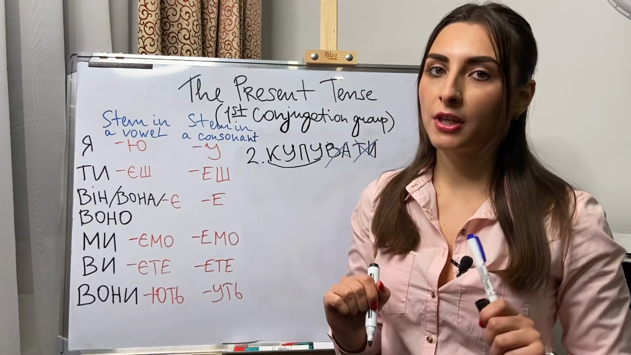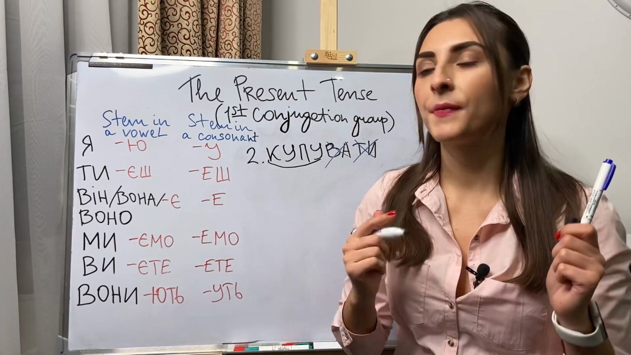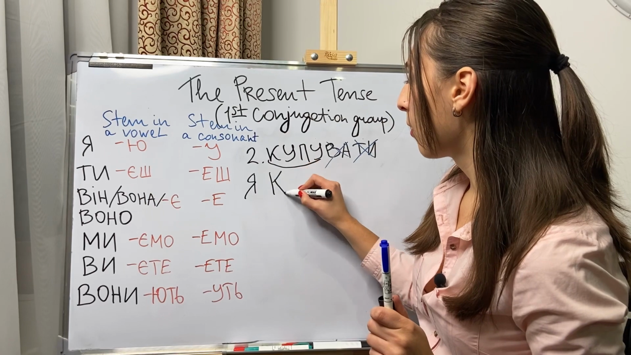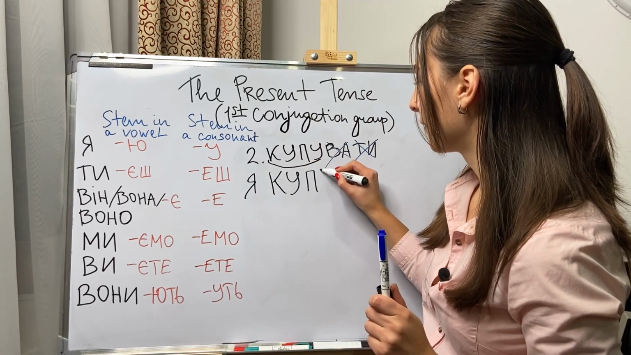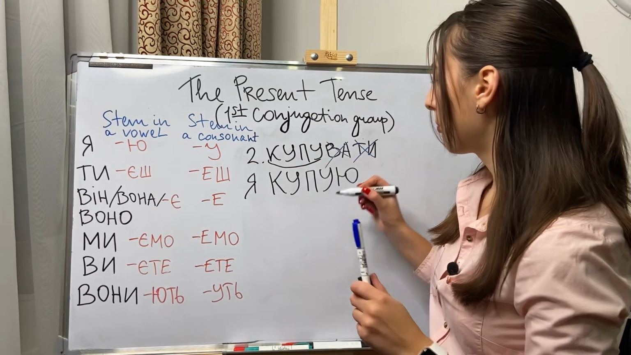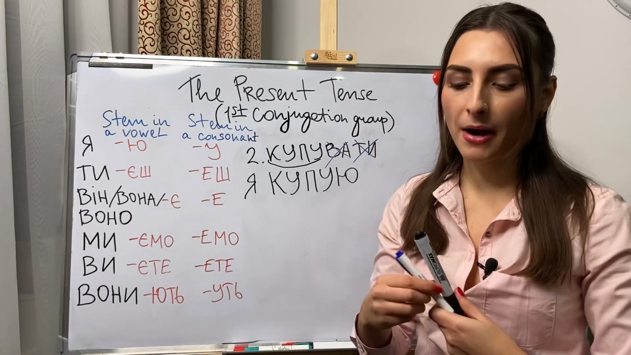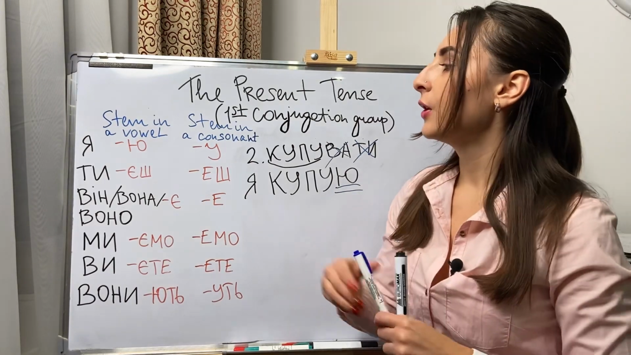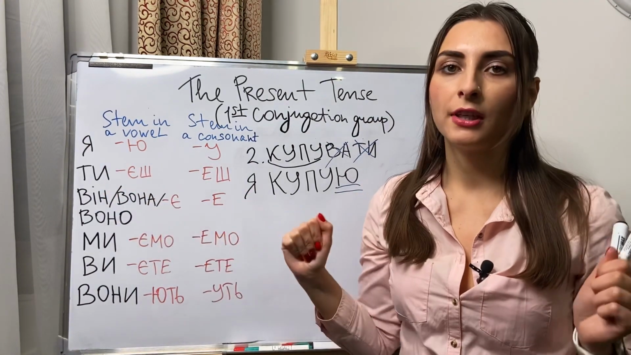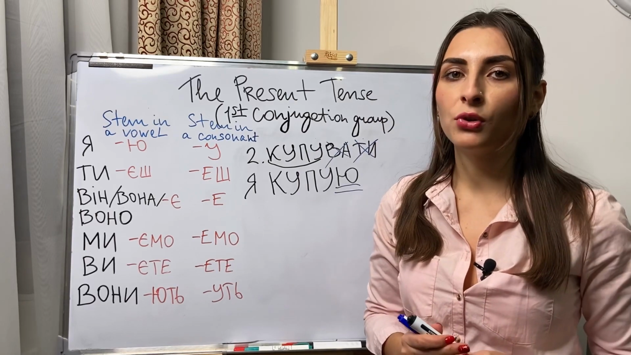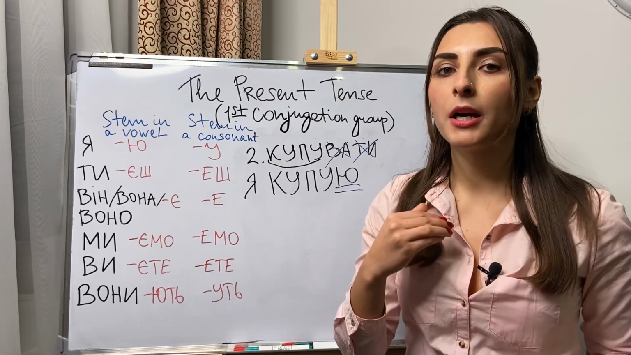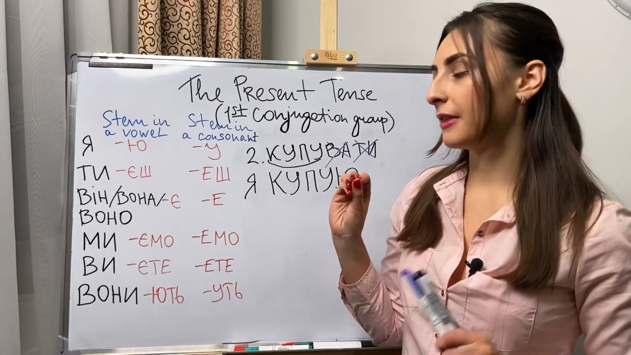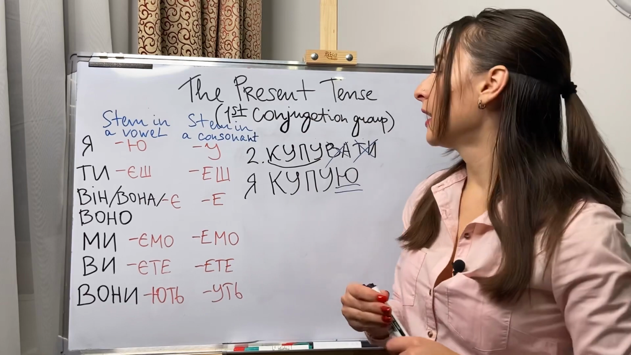So let's conjugate it. If you want to say I buy, you say я купую. You buy, ти купуєш. He, she, it buys, він, вона, воно купує. We buy, ми купуємо. You buy, plural, ви купуєте. And they buy, вони купують.